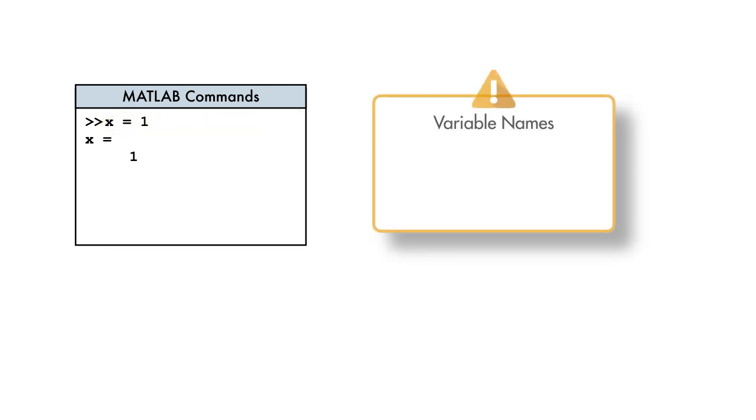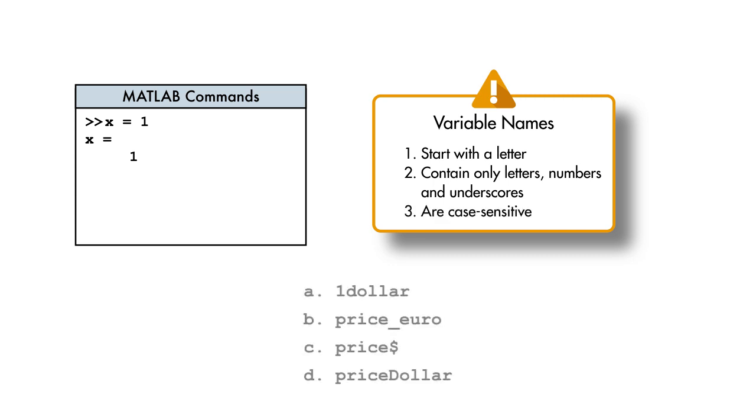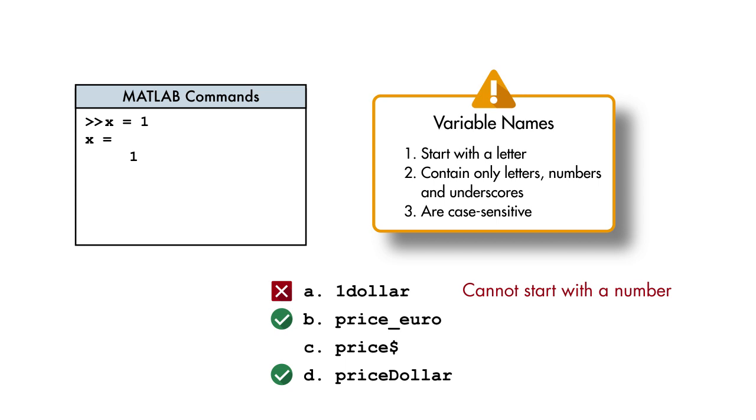Giving variables descriptive names helps us remember their meaning, but there are a few important rules we must follow. Variable names must start with a letter and can contain only letters, numbers, and underscores. Variable names are also case-sensitive. Take a moment and try identifying the valid variable names in this list. We see that both B and D are valid names, but A violates Rule 1 and C violates Rule 2.